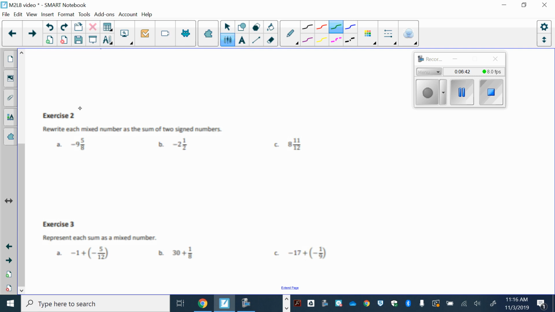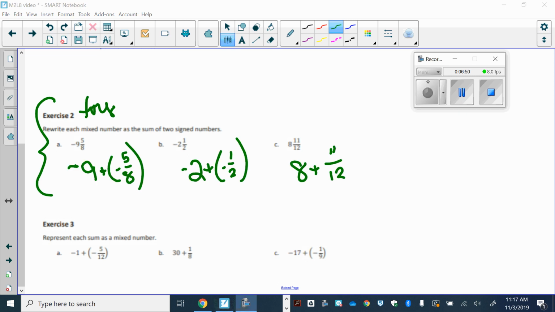I'd like you to pause the video and try ABC, and then resume the video. How did you do? Maybe you weren't quite sure what the question was asking, but now that you look at it, does it make sense? If I move to the left 9 5/8, I'm moving to the left 9, and then I'm moving to the left another 5/8. And the same thing for these other two problems. Just breaking the mixed number apart to be a whole number and the fractional part. But the signs remain the same as what the sign for the mixed number is.